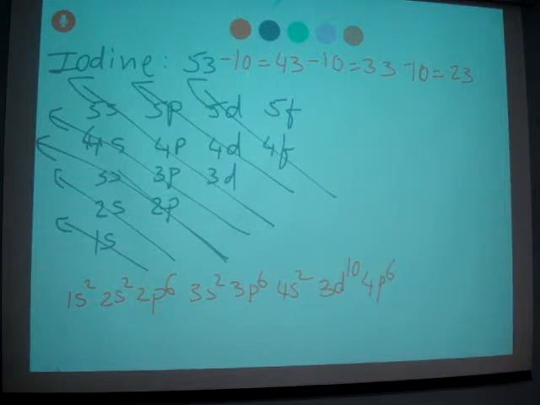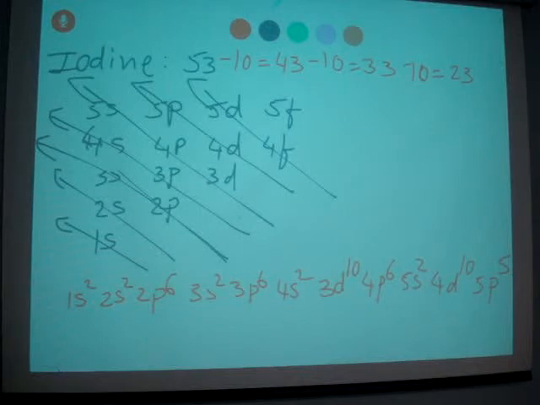4p6, 5s2, alright, and then 4d10. So then we have how many left? 5 left, so 5p5. So when you add them all electrons, you get this electronic configuration.